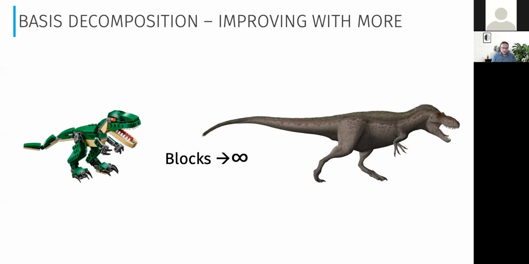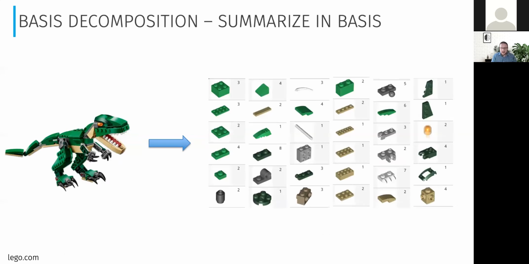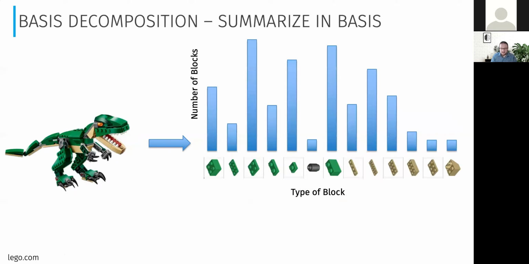Now, what's nice about when you decompose things into basis functions or building blocks is that instead of saying, here's a Tyrannosaurus Rex, you can break it up into all of the different parts that compose it. And then you can tally them up and summarize them to say, well, I have a certain number of these 2x2 green squares and 2x4 flat pieces. And it's a really nice summarization of the complicated thing that you're trying to describe.